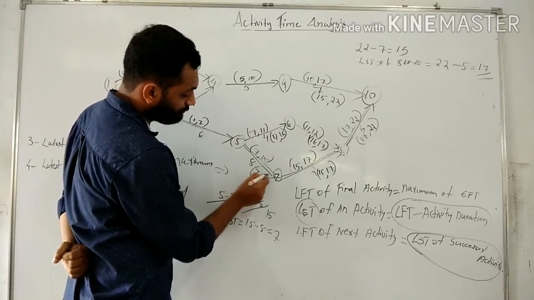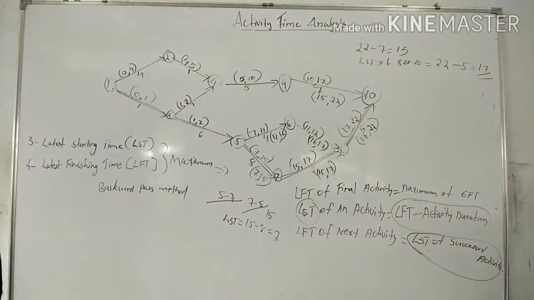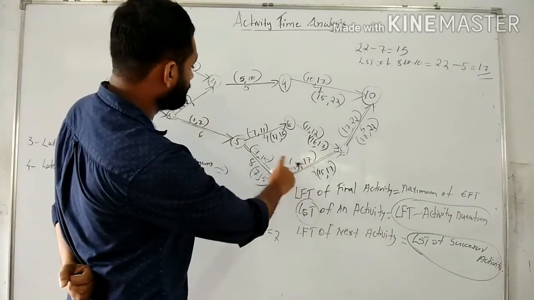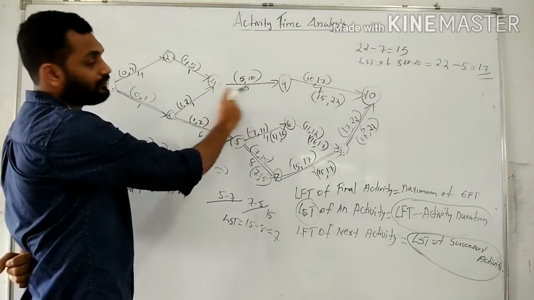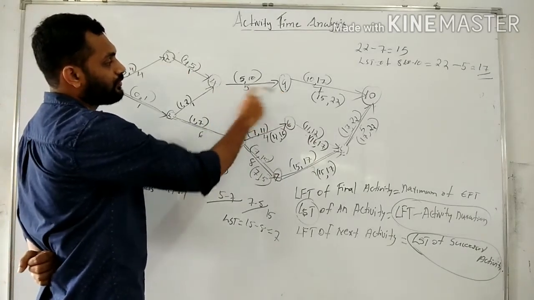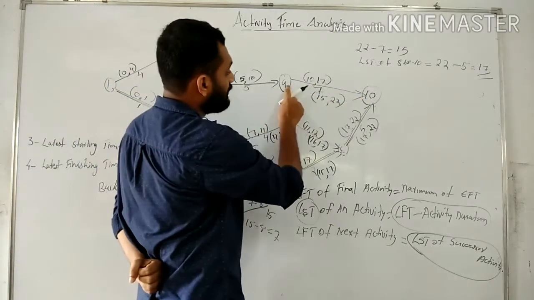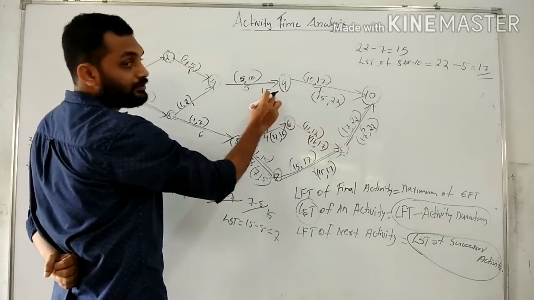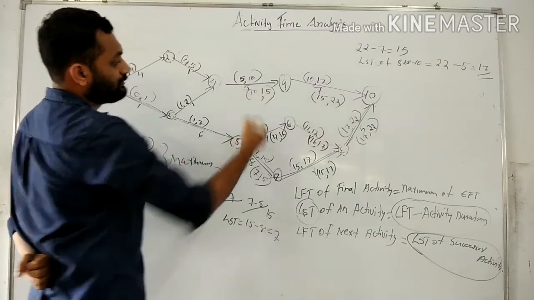17. Then for 4 to 9. The successor activity of 4 to 9 is 9 to 10. For 9 to 10, the LSP is 15. 15 minus 5, that is 10.